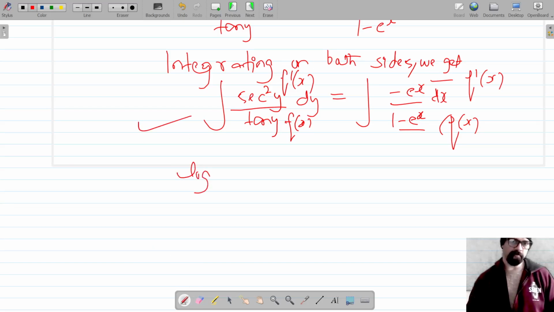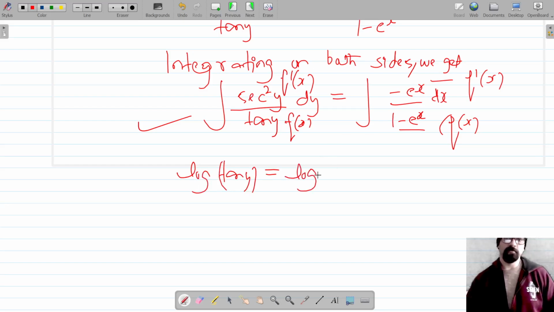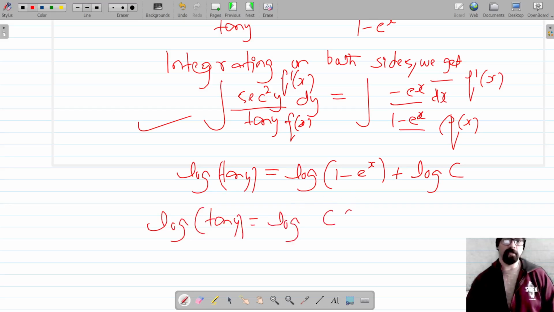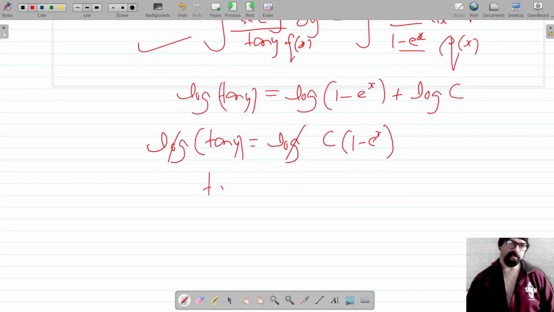So this becomes log of tan y is equal to log of 1 minus e raised power x plus log c. So now log of tan y is equal to, this is log a plus log b, so log of a into b. This gets cancelled. And finally, our equation is then tan y is equal to c into 1 minus e raised power x.